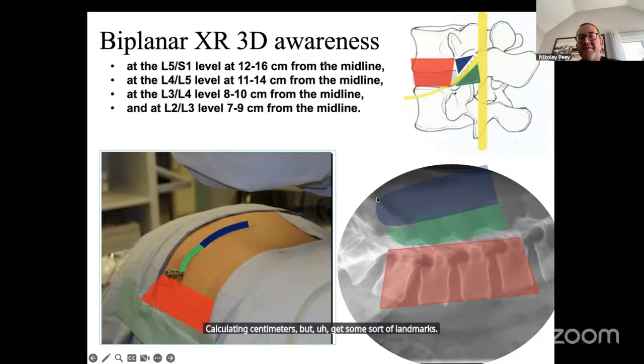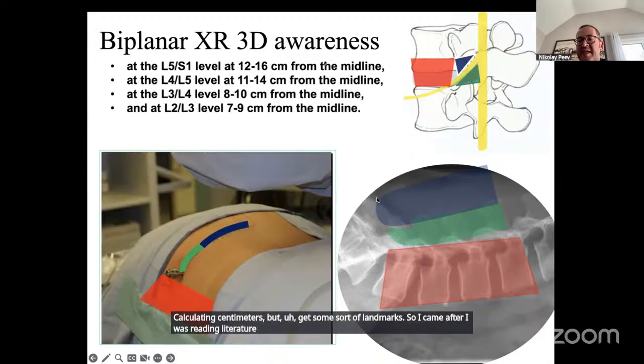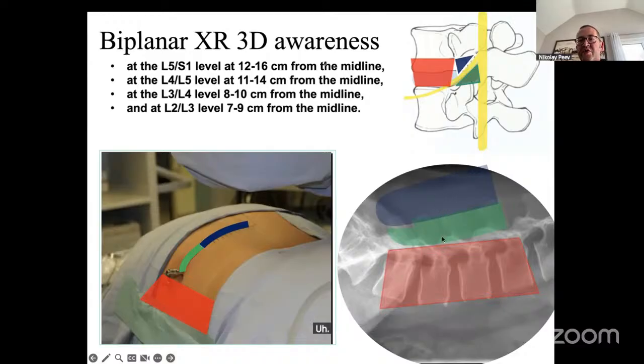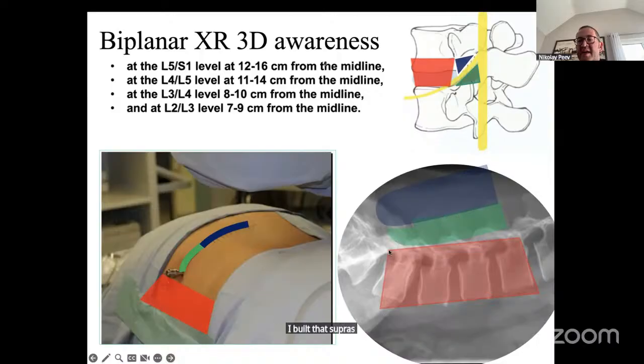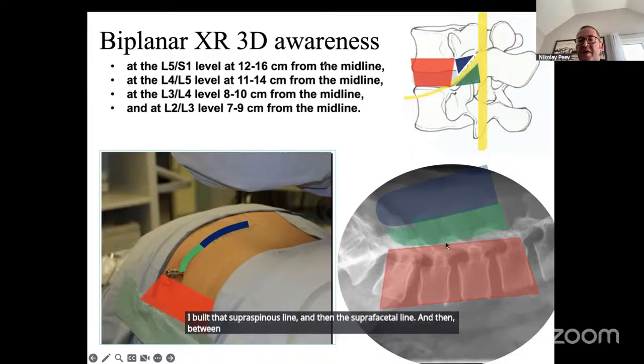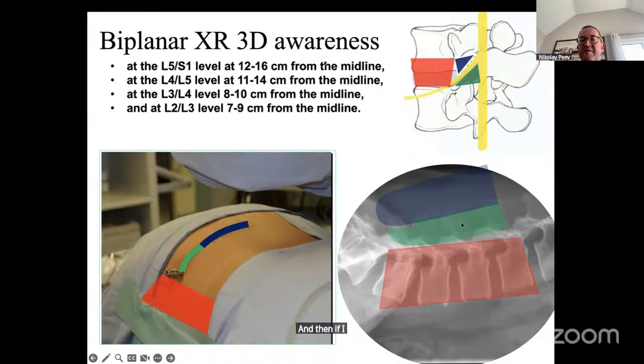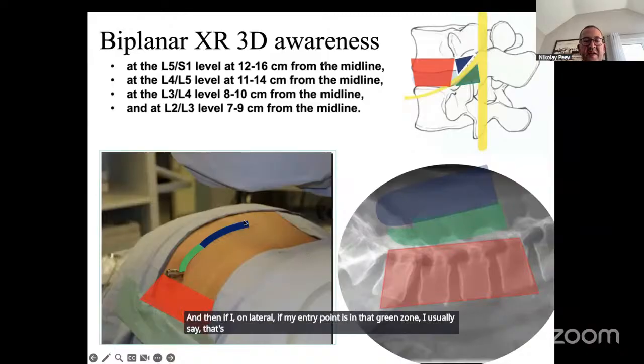So after reading literature and discussing with different people, I now use this 3-color zone. On lateral, I build the so-called supraspinous line, and then the suprafacettal line. What's between the supraspinous and the suprafacettal line is my green zone. If on lateral my entry point is in that green zone, that is how this is projecting on the skin.